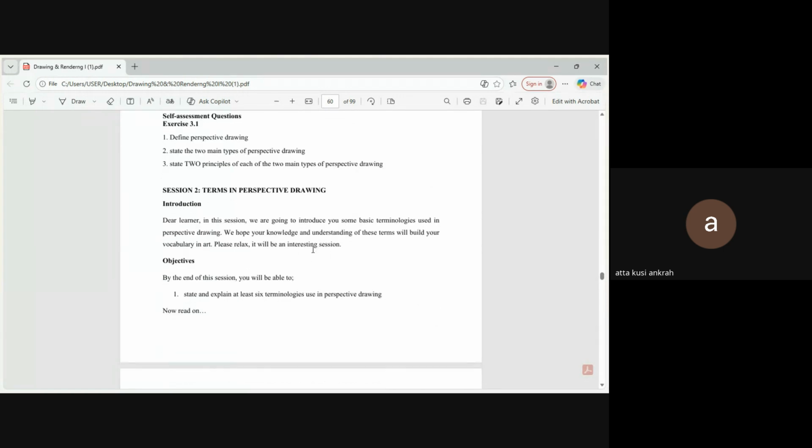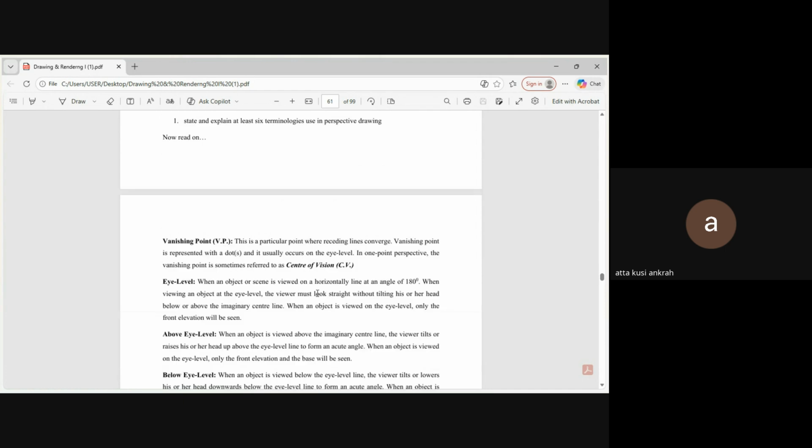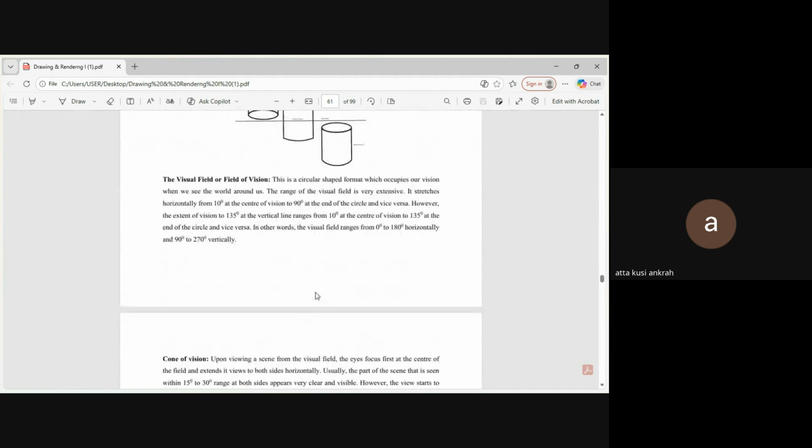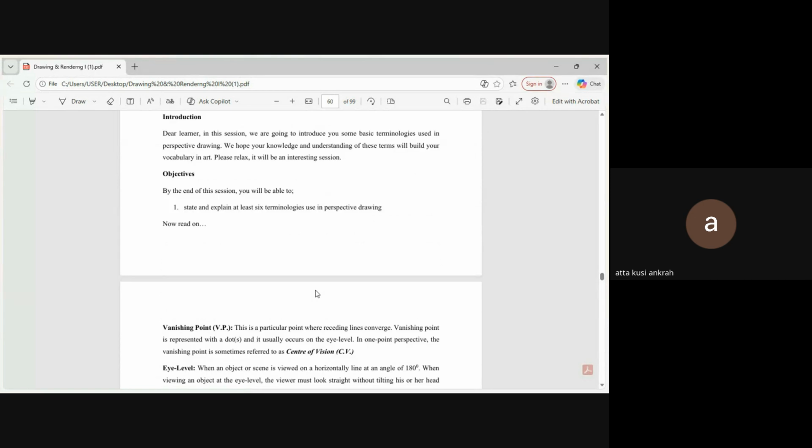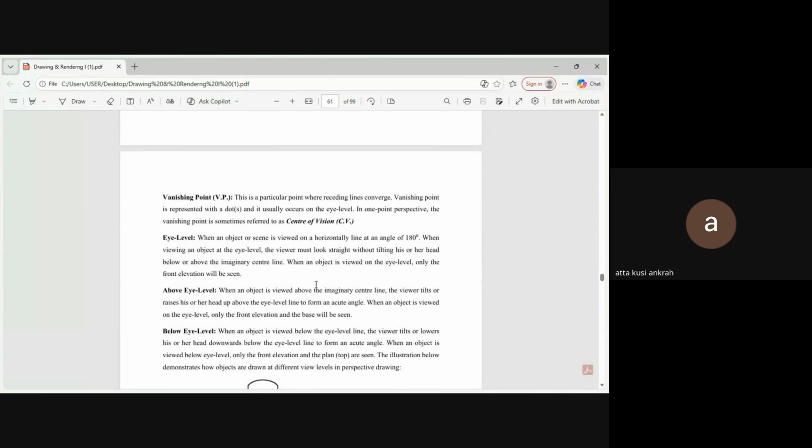Good. Now we are going to session 2, which is terms in perspective drawing. What are some of the terms? Now let's see the terms. I think we have at least six terminologies here. So these are the terms. We'll pick them one after the other. First one is the vanishing point. This is a particular point where receding lines converge. Simple: where receding lines, where parallel lines converge, is what we call the vanishing point.